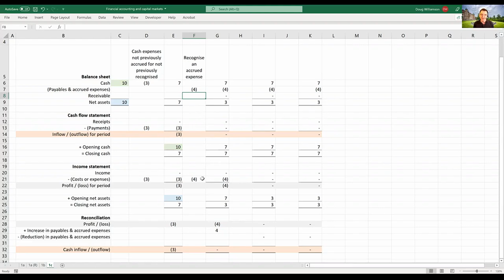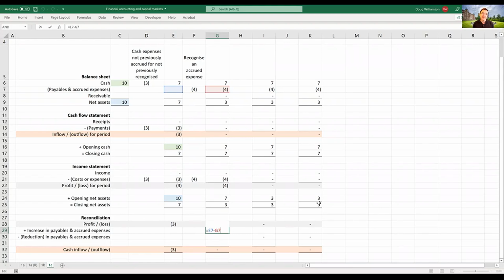Has our cash moved? No, because we haven't paid it yet. So no payment or receipt. Have our net assets moved? They have. They've moved because we've got a new expense. It's reflected in this liability. We've got a loss of 4 accordingly, but no change in cash. And the reason is that accrued expenses increased. We've had the benefit of the repair, but we haven't had the bill yet.